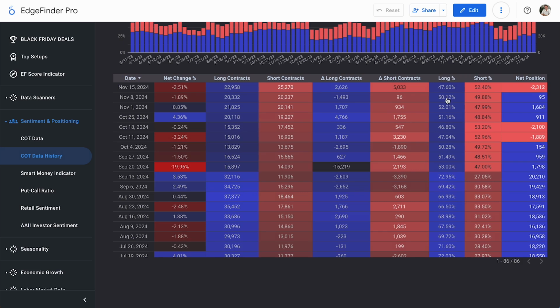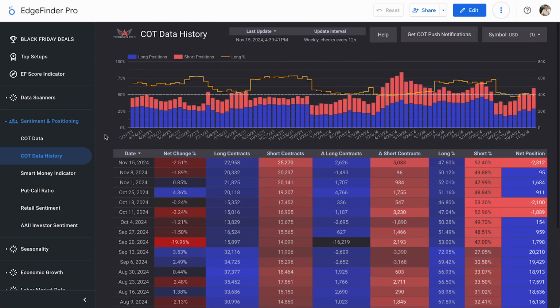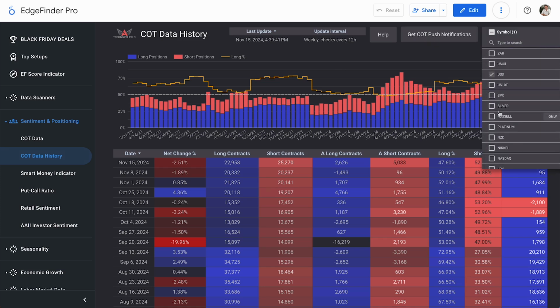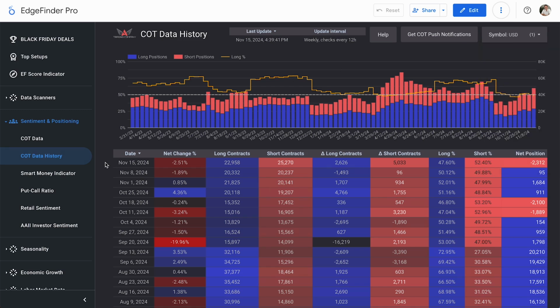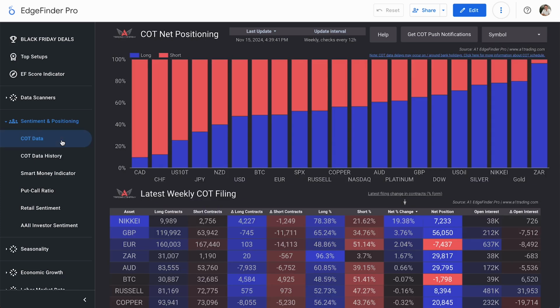And of course, again, the total number of long and short percentages here as well. So that's basically how you read the COT data history. Now you don't have to look at just the most recent COT data. You can actually take a look at nearly 2 years worth of COT data for any asset of your choosing. So we are really excited to show that off. But let's go ahead and break down this week's COT data.